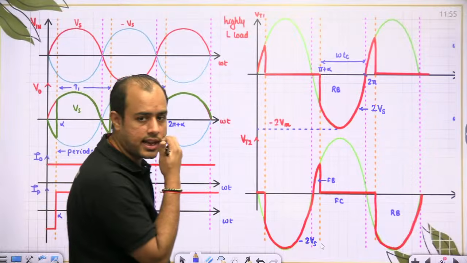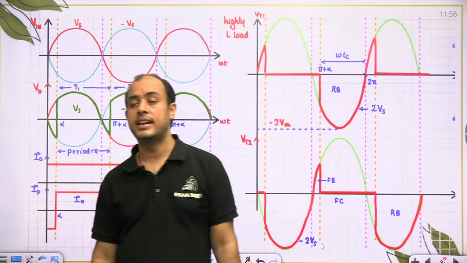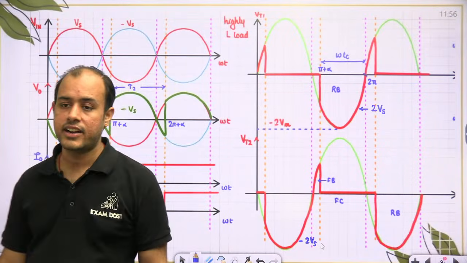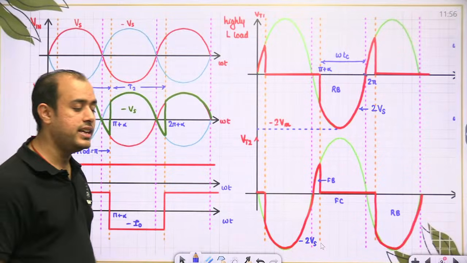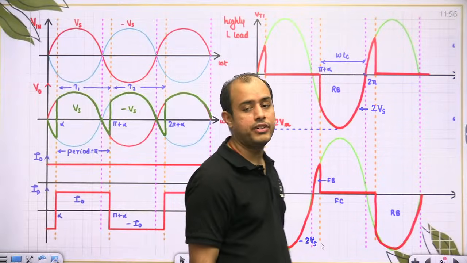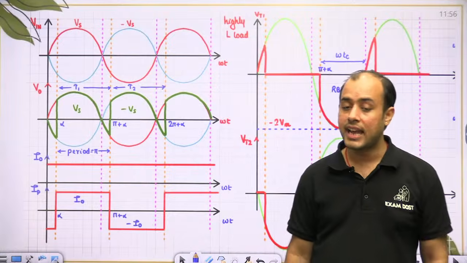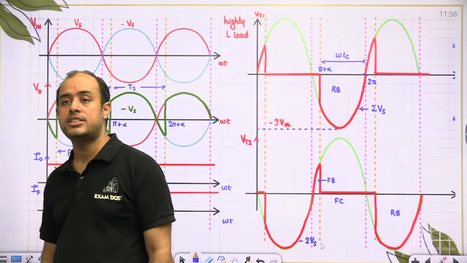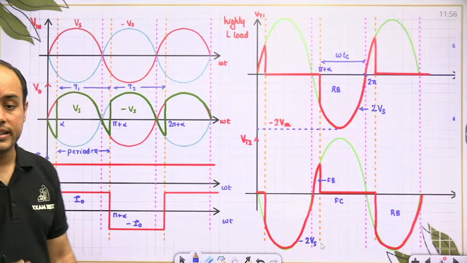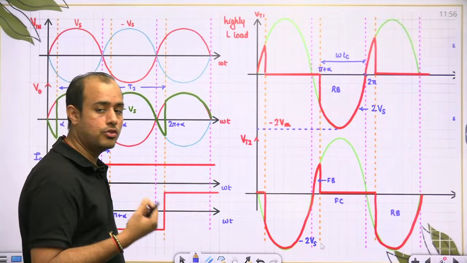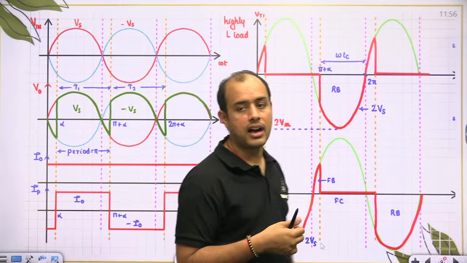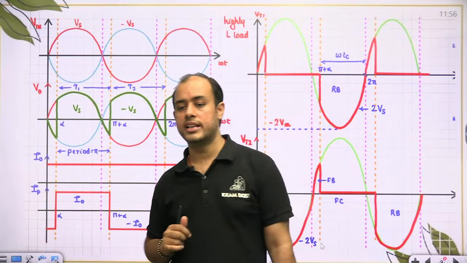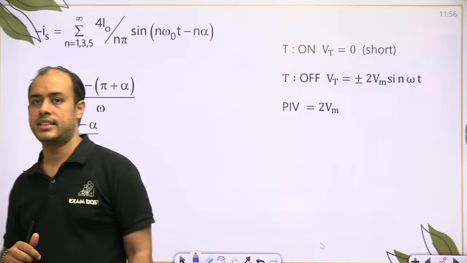And that is the disadvantage, that PIV is very high, which can lead to damage of the thyristor. If you do not want the thyristor to be damaged, you have to purchase a thyristor having a higher voltage rating.